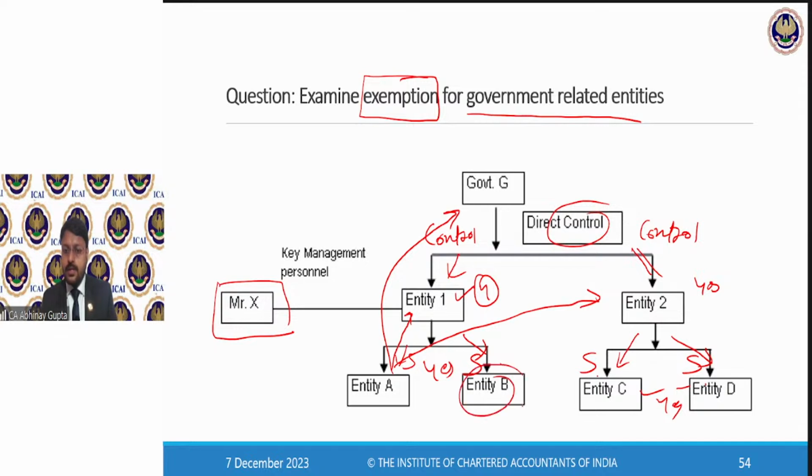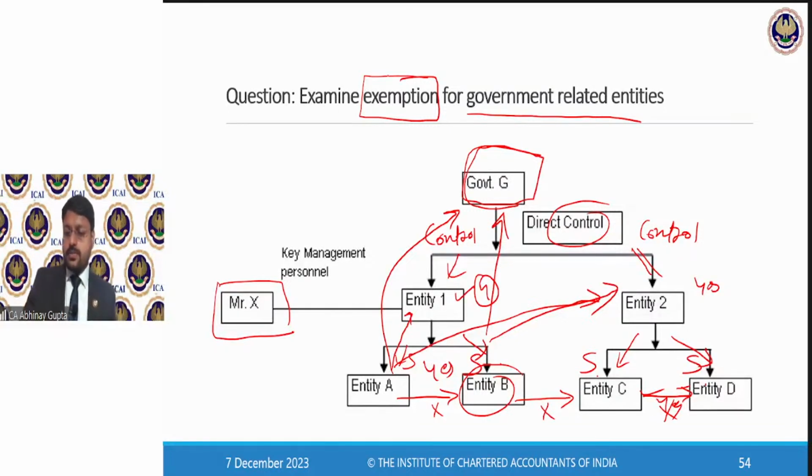But for entity B, is a transaction with entity C applicable? No. Entity A, transaction with entity B applicable? No. Entity C, transaction with entity D applicable? No. Right? So either it should be controlled by the government, right? Or it is a government related entity only. So the transaction either should be with the government or the government related entity. Then only the exemption applies, right? Not to the fellow subsidiaries.